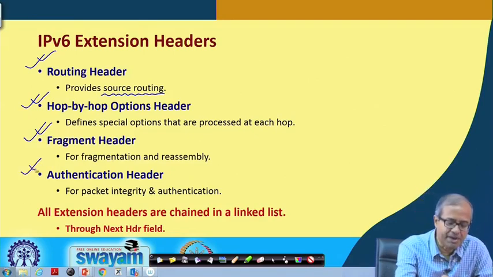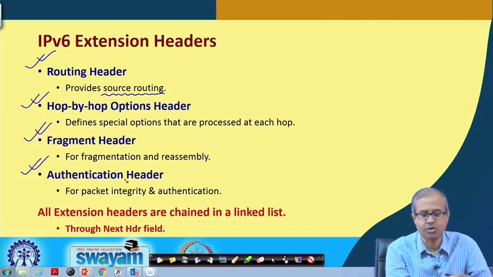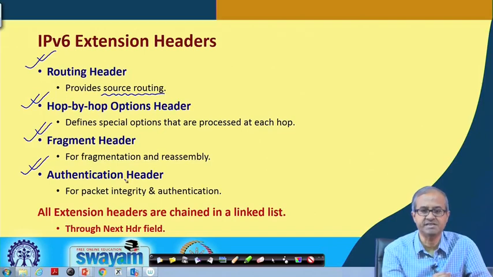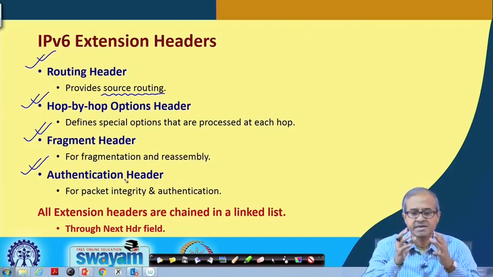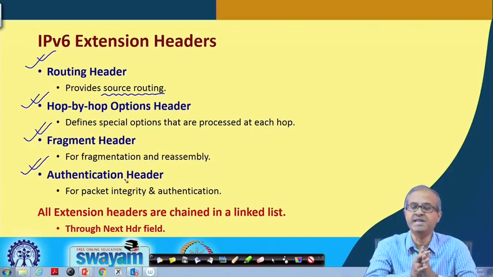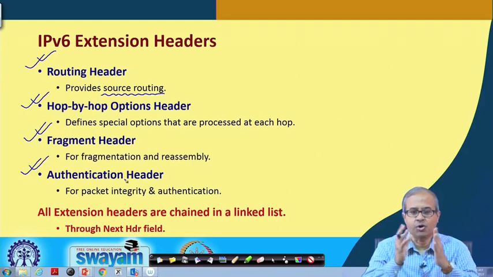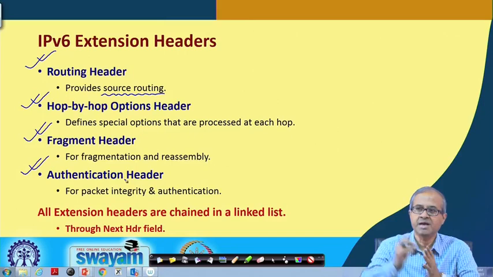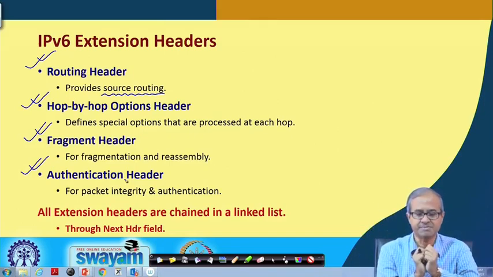And to ensure packet integrity, there is also an authentication header, where you can implement some kind of hash function. We will be talking about hash functions later in this course. These hash functions are used for authentication purposes. Authentication means, suppose I am a router, I have received a packet from some other router X. Now, there can be two scenarios.